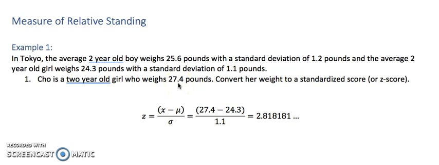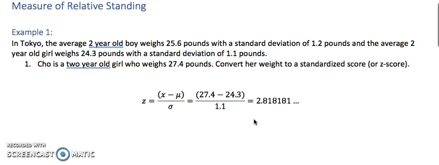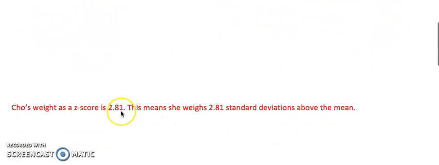Well, she weighs 27.4 pounds, and the average weight for a 2-year-old girl is 24.3 pounds. So since her weight is higher than the average weight, that tells you that the z-score is going to be positive before you even calculate anything, because it's above the mean. So her weight, 27.4, minus the average weight of 2-year-old girls, 24.3. You take that difference and you divide by the standard deviation, which is 1.1. So you end up with a z-score of 2.818181 repeating. Z-scores are typically rounded to 2 decimal places. So her weight as a z-score is 2.81. What this tells us is that her weight is 2.81 standard deviations above the mean.